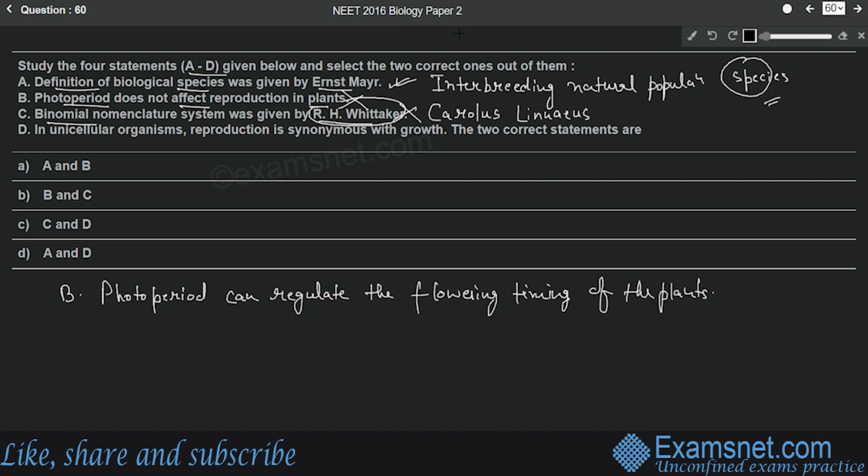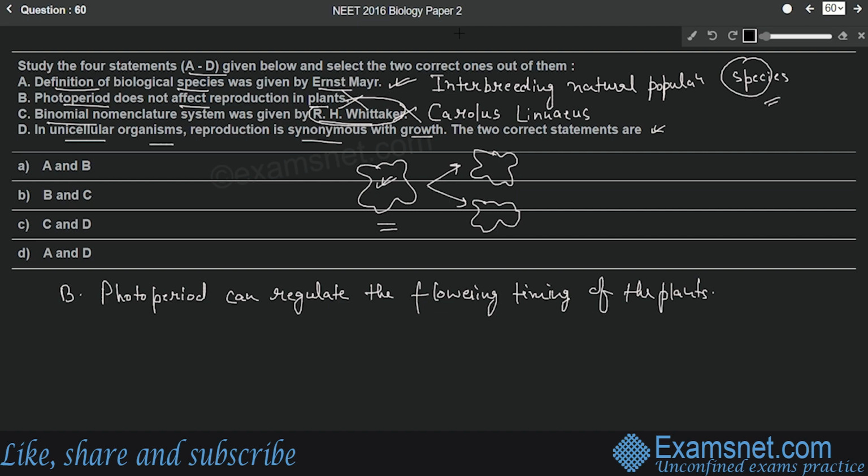Then the last statement says in unicellular organisms, reproduction is synonymous with growth. So yes, this is a correct statement, because if we take the example of amoeba, then we know that in case of reproduction, it will undergo binary fission and it will produce two amoeba from itself. So we can say that this amoeba has reproduced, or we can say that this amoeba has grown in number. So this way reproduction and growth is synonymous, right? So here the parent amoeba has changed into the daughter amoeba.